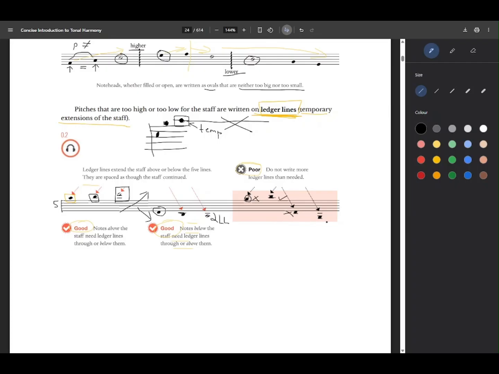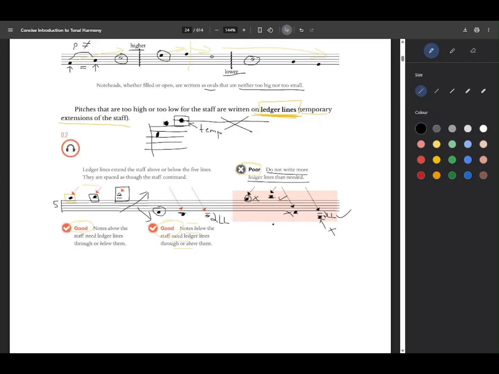Here, similar to before, we have two ledger lines. These first two ledger lines are good. They are required for this note. However, the bottom ledger line that we're sitting on here is not required. It goes more than needed. So you see here, do not write more ledger lines than needed.